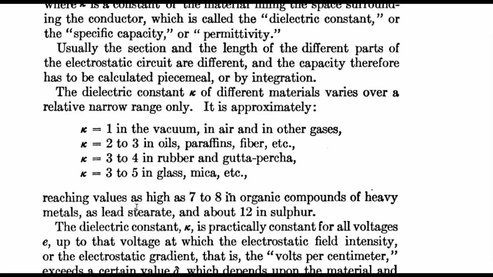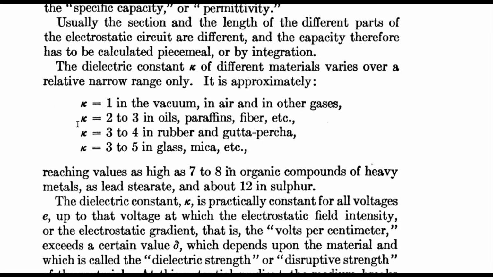The dielectric constant, represented as kappa, varies only over a relatively narrow range across different materials. It is approximately as follows. Kappa equals 1 in a vacuum, in air, and in other gases. Kappa ranges from 2 to 3 in oils, paraffins, fibers, and similar materials. Kappa ranges from 3 to 4 in rubber and gutta percha. Kappa ranges from 3 to 5 in glass and mica.